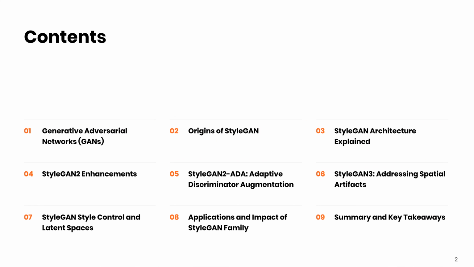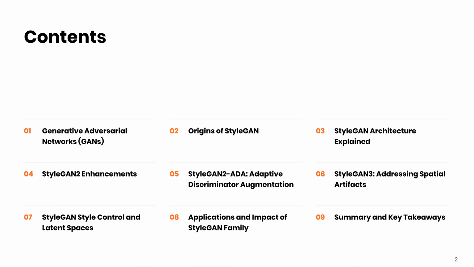Today, we'll take a guided tour through the StyleGAN family. We'll start with generative adversarial networks, or GANs, and think of them as two players, a generator trying to craft convincing images and a discriminator trying to spot fakes. Then we'll explore the origins of StyleGAN and how it evolved from earlier work.